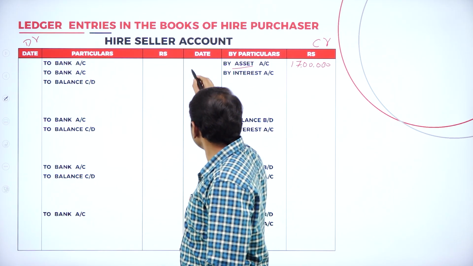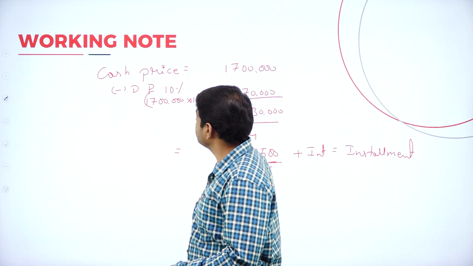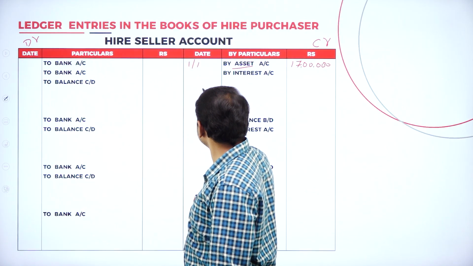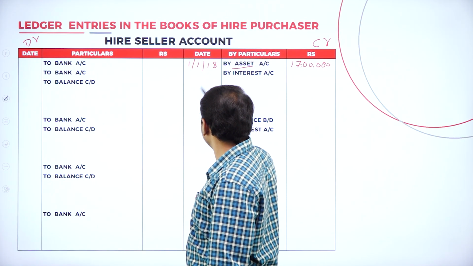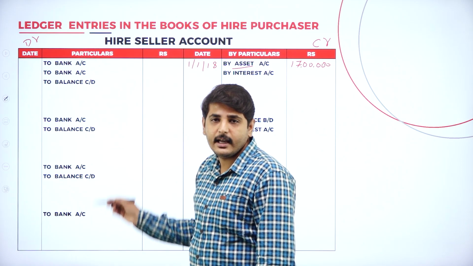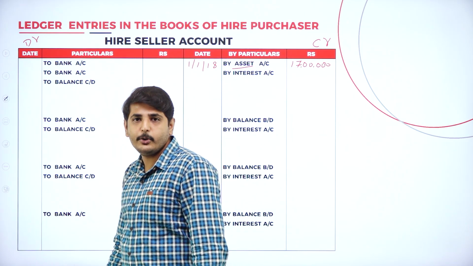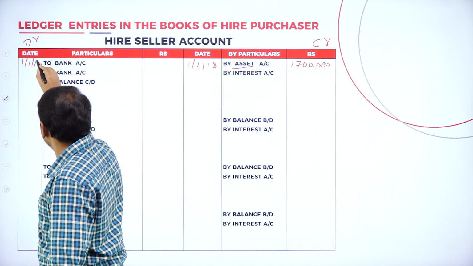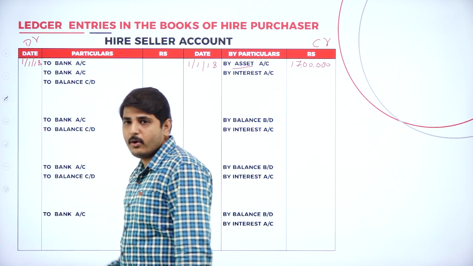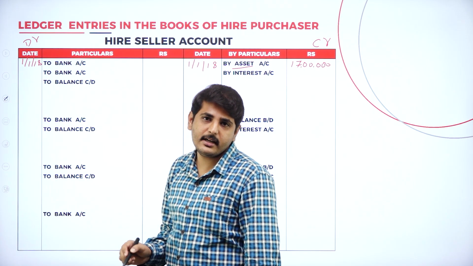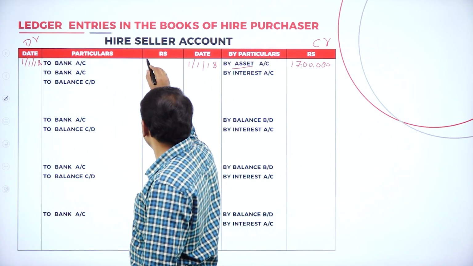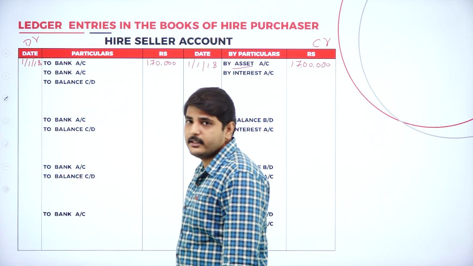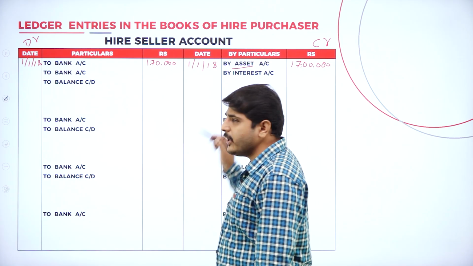What is the date? On 1/1/2018 I purchased the asset, and the same day I am going to make the down payment through the bank account. What is the down payment? 10% of the total value of the asset, which is 1,70,000. I am making the down payment. Next we have to calculate the interest.